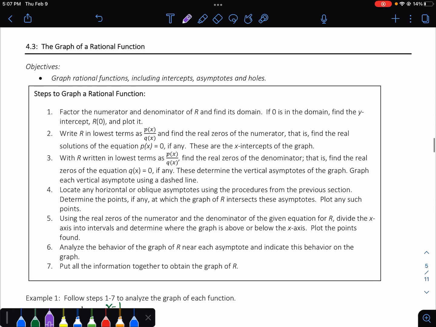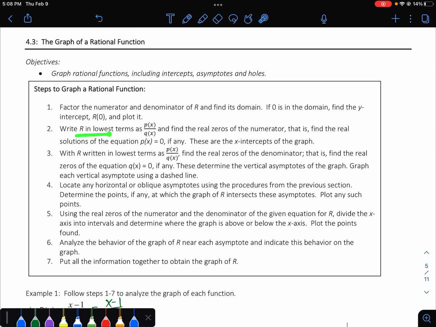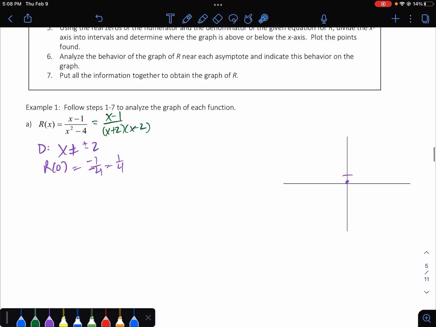Then step 2 is to write r in lowest terms. So that's seeing if there's any common factors that cancel out. Find the real zeros. The real zeros come from the numerator, and those are the x-intercepts of the graph. Okay, so nothing cancels out, so we're going to look at the top. So our x-intercept is at (1, 0), and it has a multiplicity of 1 because it came from this unsaid first power. So it's going to cross at 1. I'm going to put a C for cross.